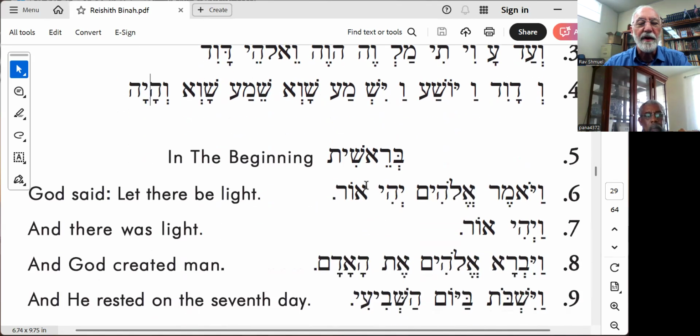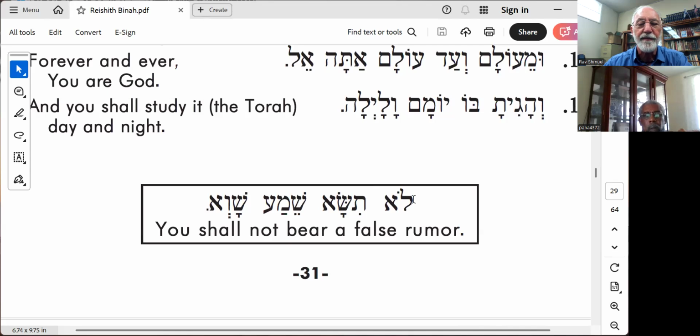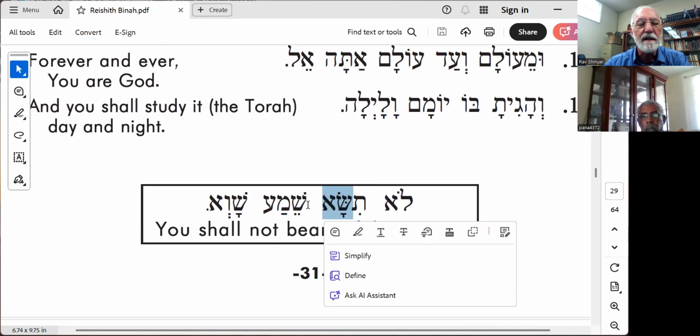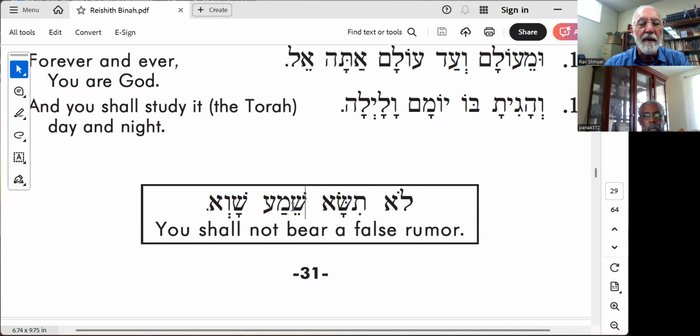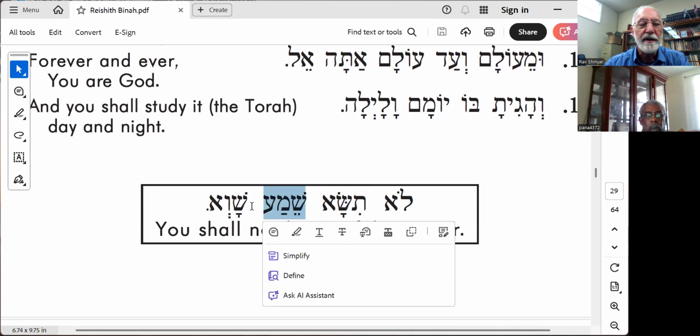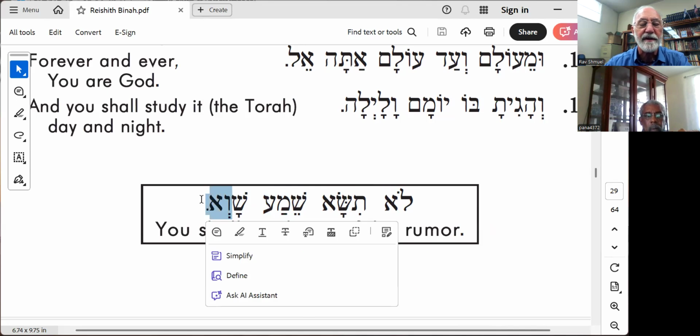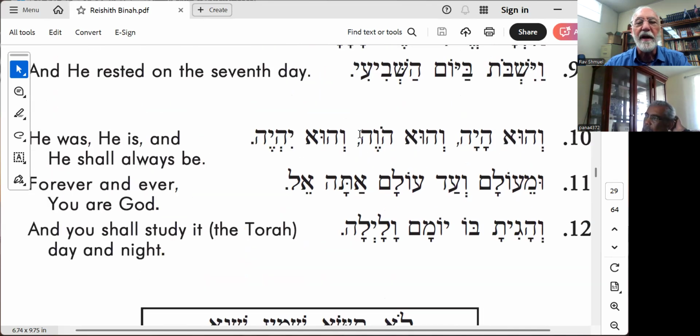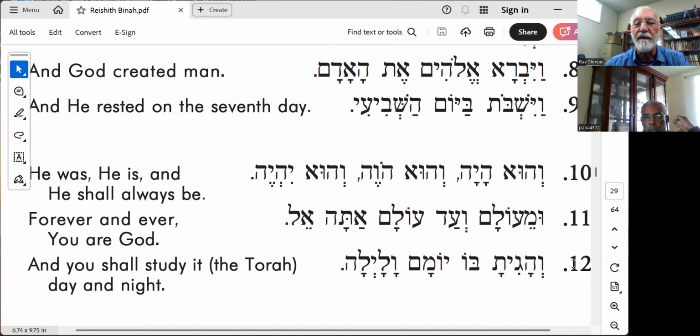So here's the way the word Shav is used. Lo tisa shema shav: "don't listen to a false rumor." Shema is hearing, shav is a false rumor. It's gossip. Lo tisa shema, don't be listening to false rumors. So here's where we get the word yud hey vav hey, right from here. Vahu, haya, vahu, hoveh.